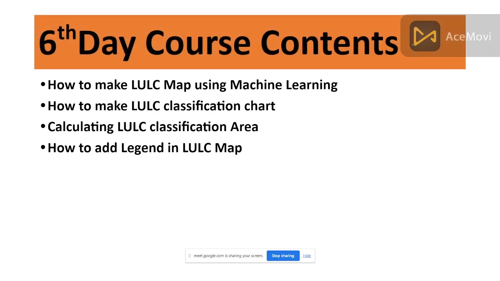Okay, so basically today is our sixth class, and today I will try to discuss how we can easily make the land use land cover classification using machine learning, and how to make the land use land cover classification chart, then calculating the land use land cover classification area, and finally how to add the legend on your map. As well as we also discuss how we can easily check the accuracy assessment of this land use land cover classification using the kappa, as well as overall accuracy, producer accuracy, and consumer accuracy. So all of those details we try to calculate in this online training program.